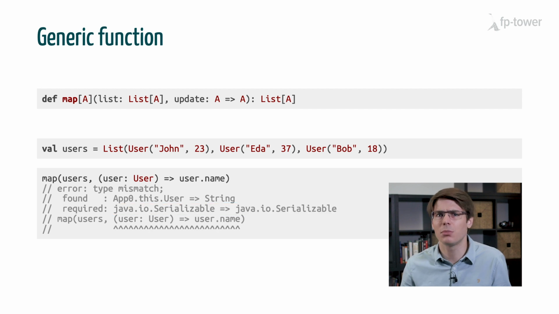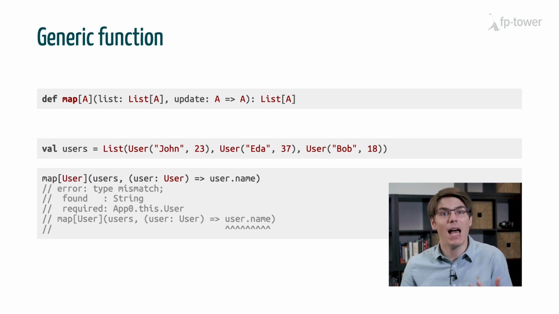Where does this serializable come from? It's related to type inference. The compiler tried to guess A and somehow got confused. When you are in a similar situation, there is a simple trick to help the compiler.